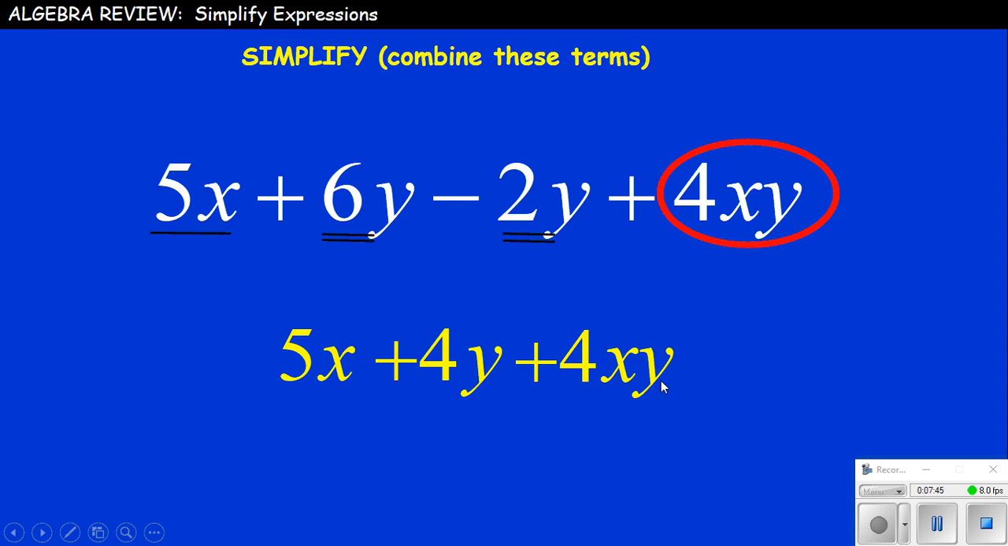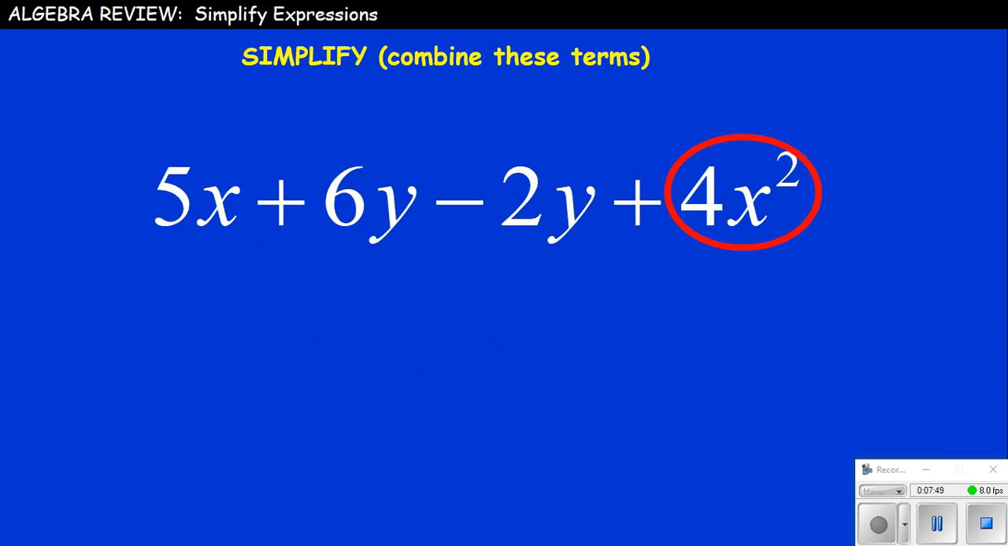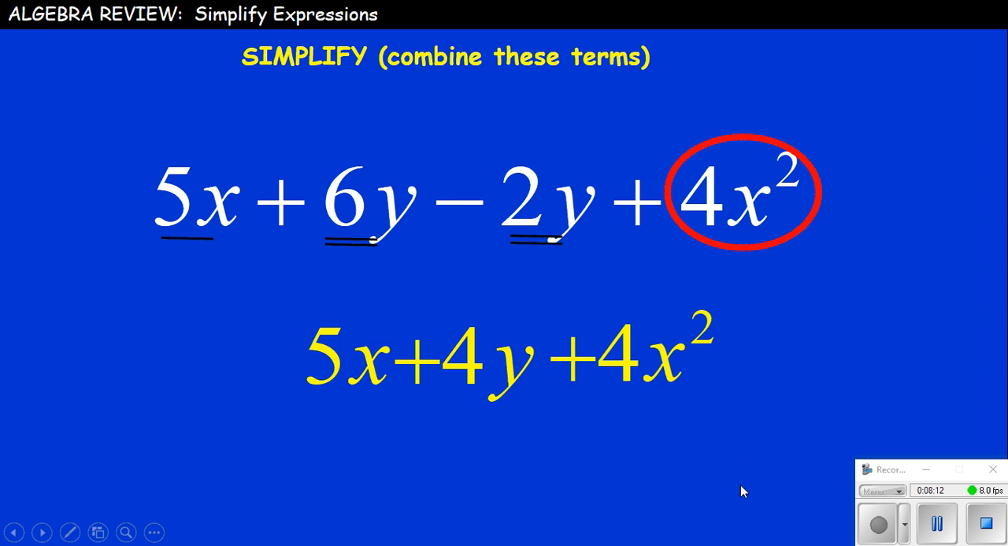Just like that is when we have different exponents. Here's almost the same problem, but now it's 4x squared. And just like in the last problem, x squared is not the same as x. It's not the same as y. So it is its own set of terms. It is a different animal. So when I combine my like terms here, 5x by itself, and then 6y minus 2y, and this 4x squared is different, and it just gets thrown on the end. It does not get mixed with the x's or the y's.